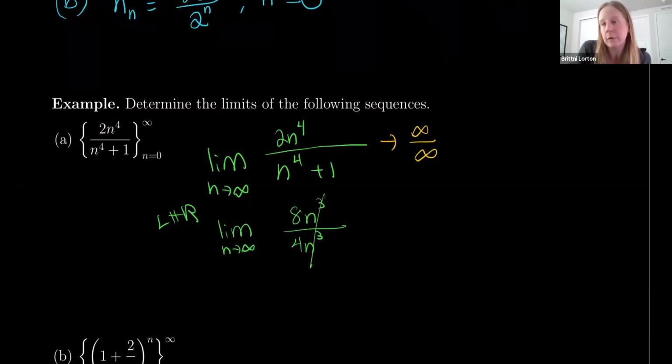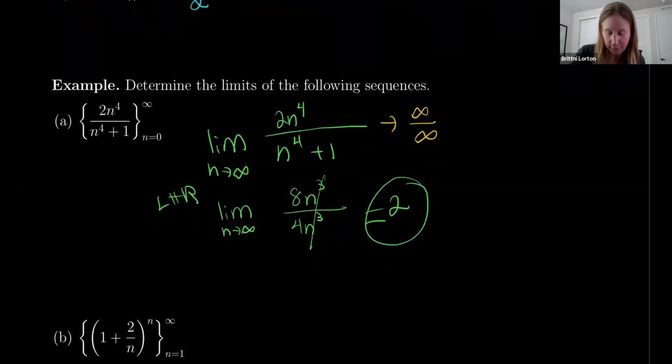In this case, those ends really do cancel. Sometimes the limit is easy. Those ends really do cancel, and I ended up with 8 over 4, which is just 2. So now I have the limit of that sequence is 2. Cool. Okay, so now you have some simple limit practice from Calc 1.